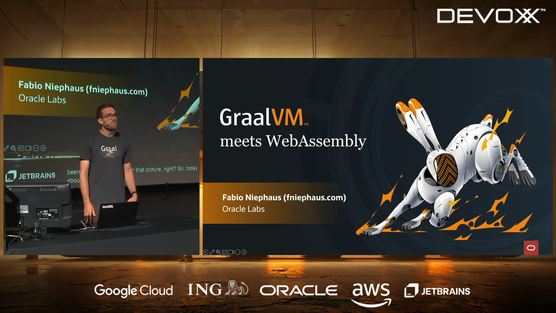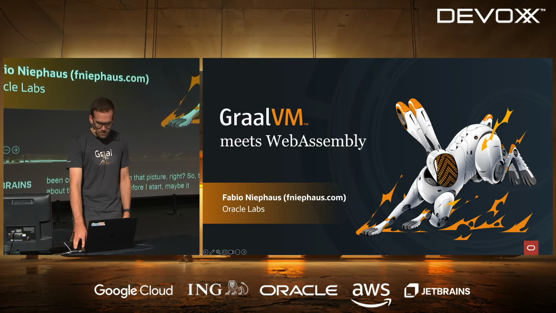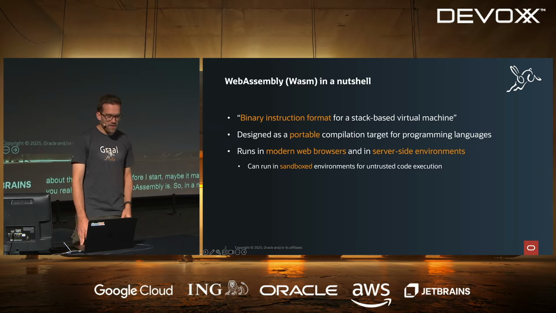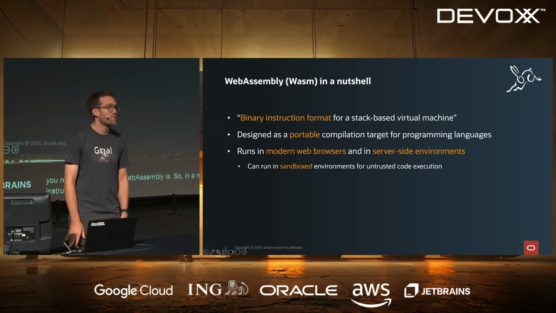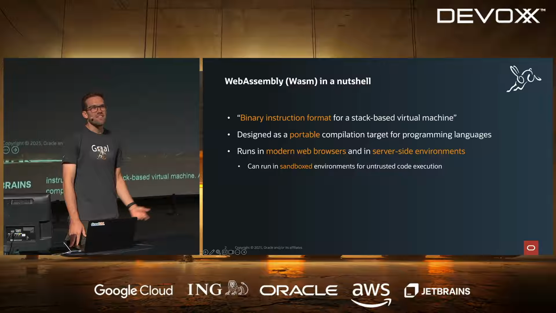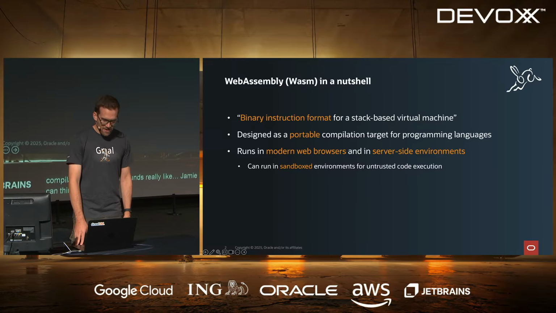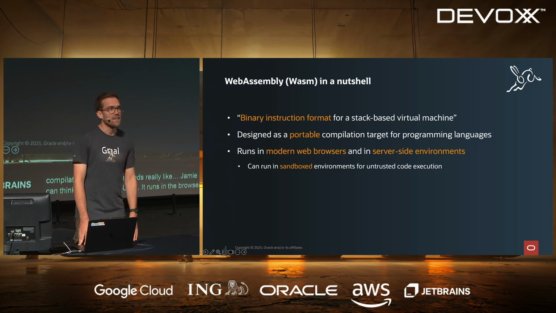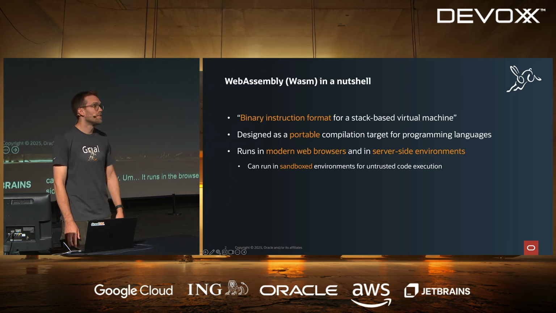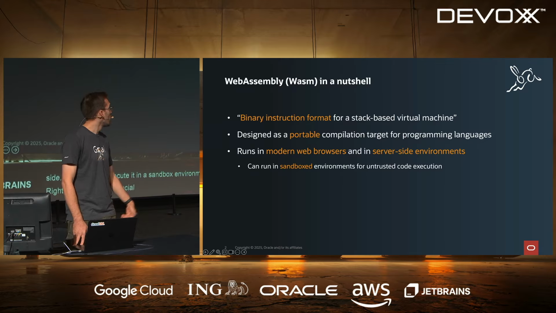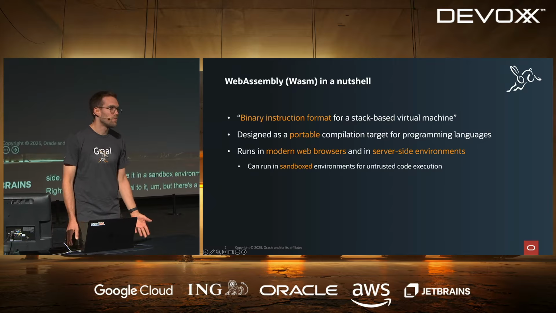Before I start, maybe it makes sense to introduce you real quick to what WebAssembly is. So in a nutshell, it's a binary instruction format for a stack-based virtual machine, and it's a portable compilation target. That sounds really like JVM bytecode, right? You can think of it that way. It runs in the browser, and it runs server-side. You can even execute it in a sandbox environment, right? So nothing too special to it, but there's a lot of cool things that you can do with it, right?